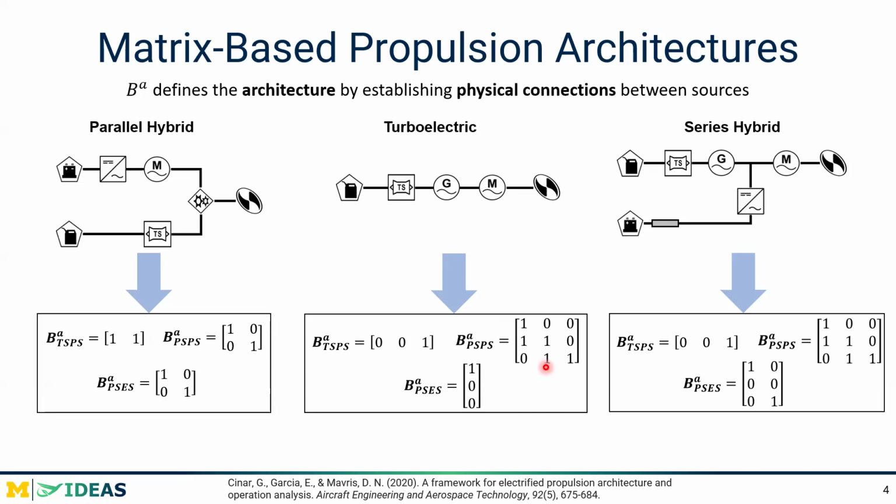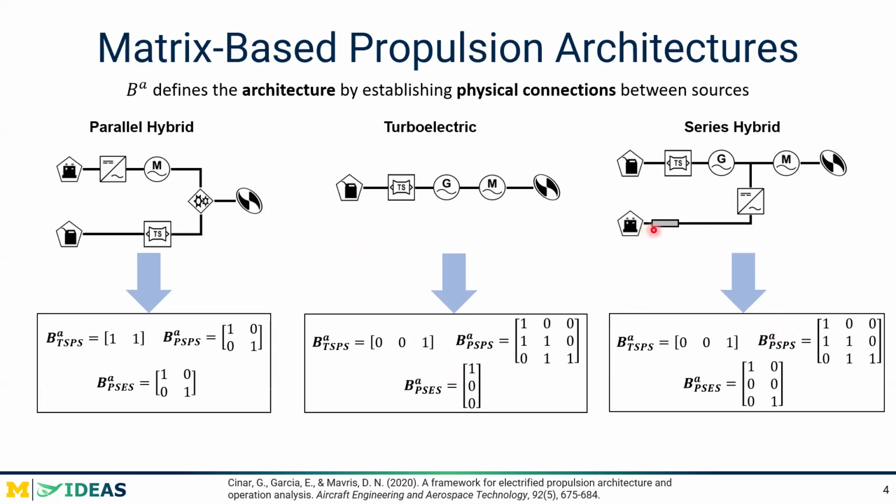And one way I like to think about the connectivity is that the columns of the matrix are driving the rows. So for example here, column 1 drives row 2, so the turboshaft drives the generator. Similarly, column 2 is driving row 3, so the generator is driving the motor. Now, for the PS-ES, there's only one connection between the turboshaft engine and the fuel, which is why we have 1, 0, 0.